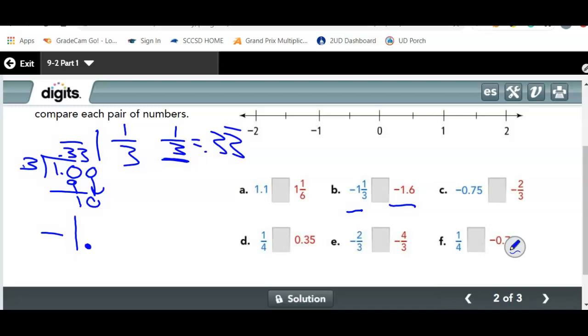So this is negative 1.33. A lot of you got to this, but I'm still getting it incorrect. Which number is larger? Negative 1 and 33/100 or negative 1 and 6/10? Javen. Okay, negative 1 and 33/100 is larger.